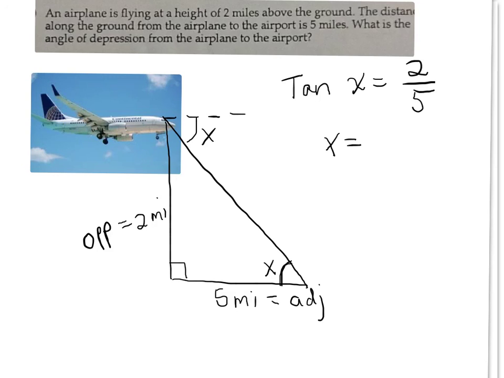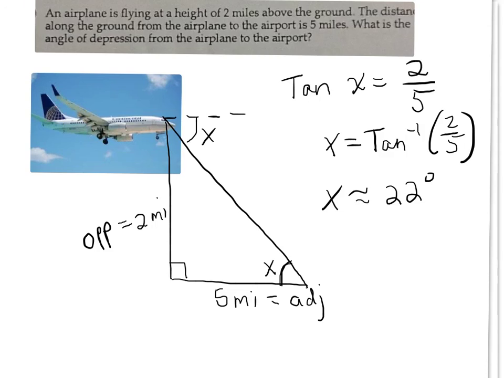And then the algebra is x is equal to the inverse tangent of 2/5. And when we go to our calculator, we find out that x is approximately 22 degrees. You're rounding to the nearest degree. So this is approximately 22 degrees, and this is approximately 22 degrees.